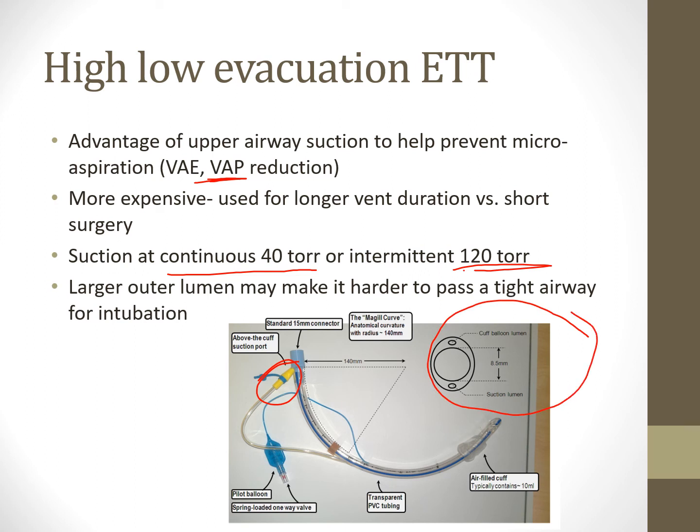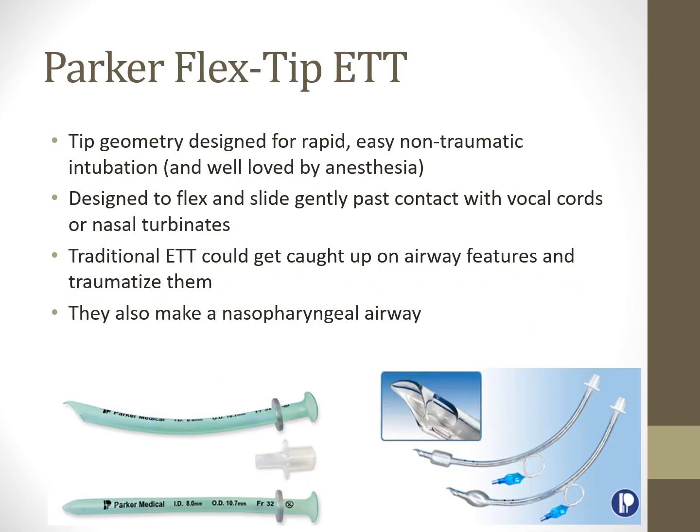The controversy would be that the outer lumen is a little bit larger than your traditional ET tube, and so if you have someone with a tight airway, the anesthesia provider or whoever's doing this difficult intubation might want a more traditional tube, and that's just, you know, preference, right? Because the outer lumen is larger, because it has that suction port, that's what you're looking at there.